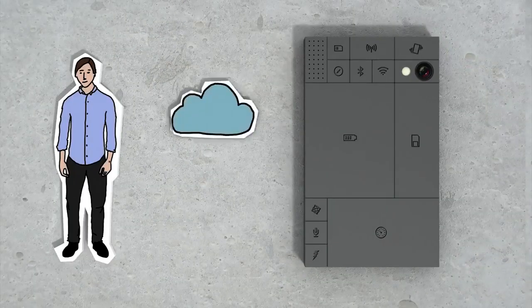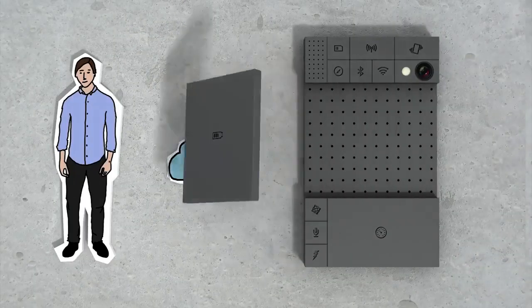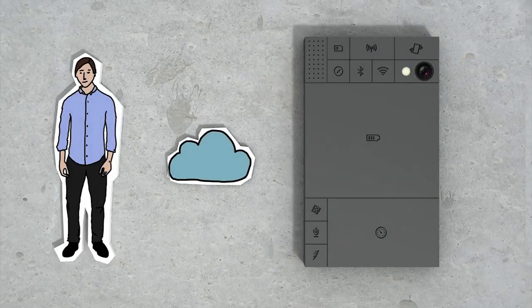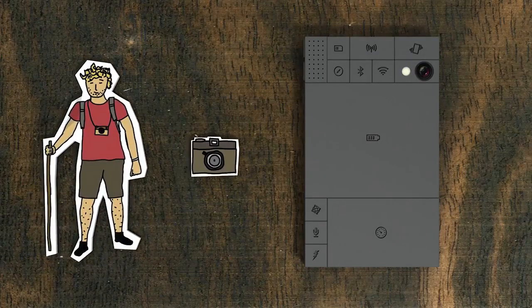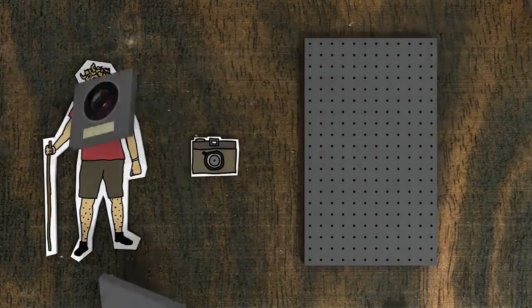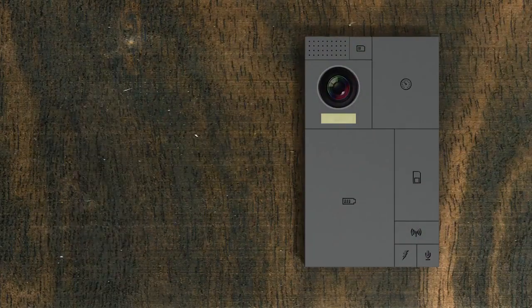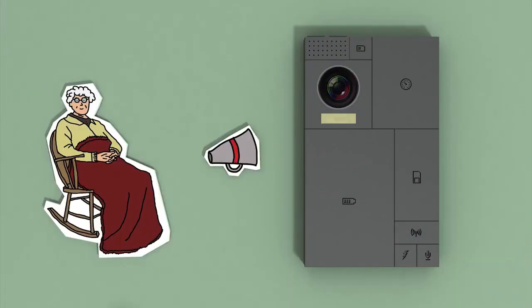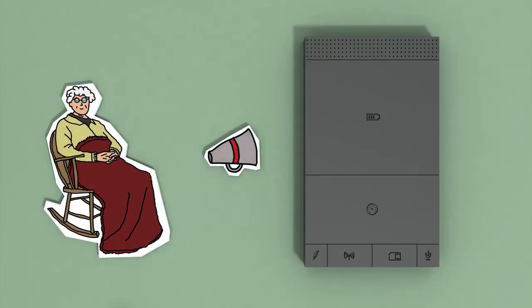Another great thing about this is, you can customize your phone. So let's say this is your phone, and you do everything in the cloud, why not replace your storage block for a bigger battery block? If you're like this guy and love to take pictures, why not upgrade your camera? Or if you don't care about any of this stuff, you can keep it simple, and get a bigger speaker.